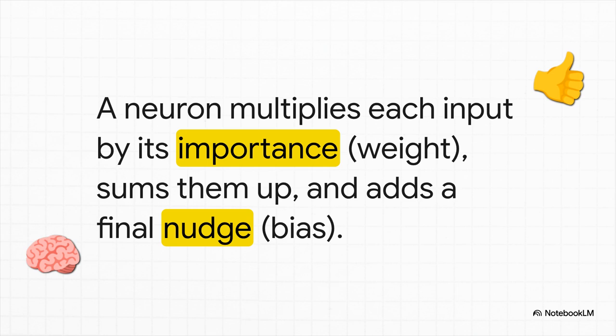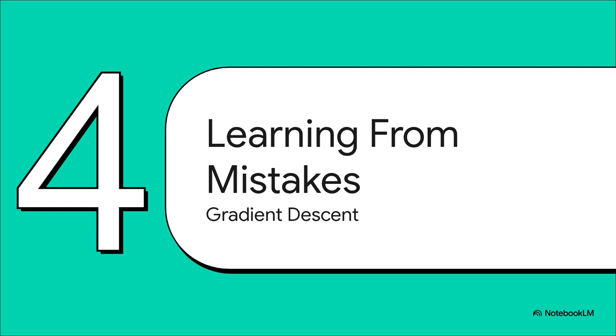At the very end, it adds one last little number called a bias, which is just like a little nudge to help push the final score one way or the other. And that's it. That's the entire calculation. But here's the kicker. When a network is brand new, all those weights and biases, they're totally random. So its first guess is basically a wild stab in the dark.